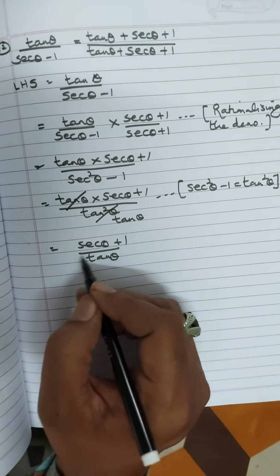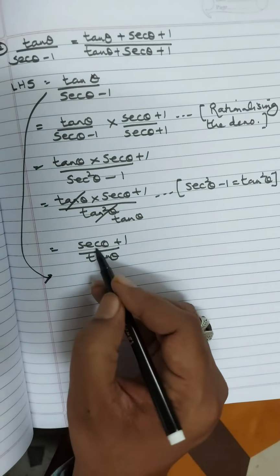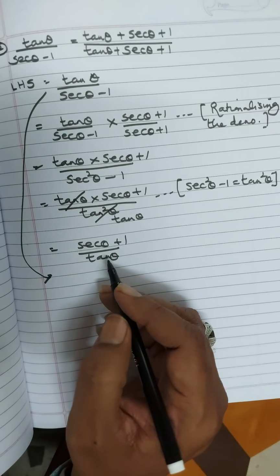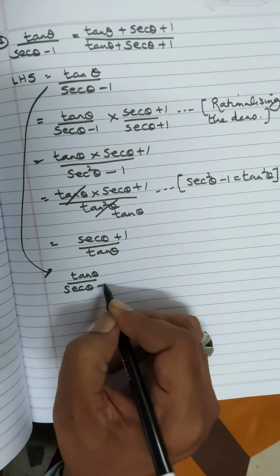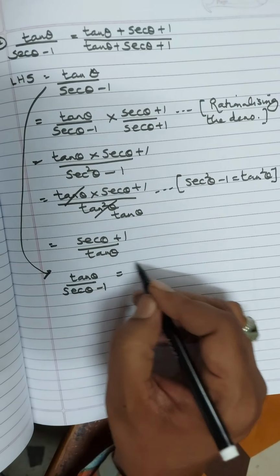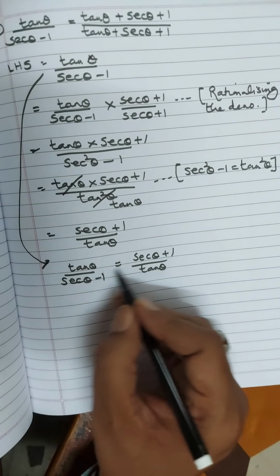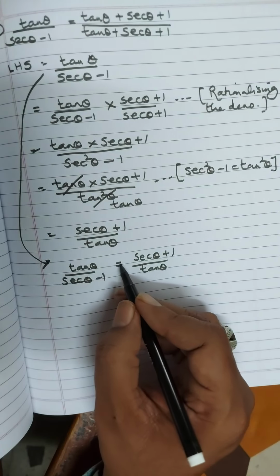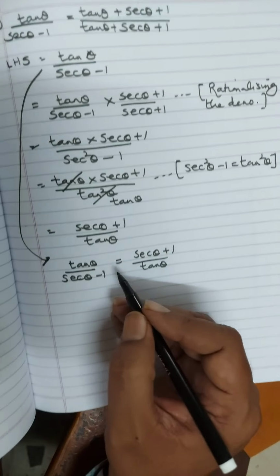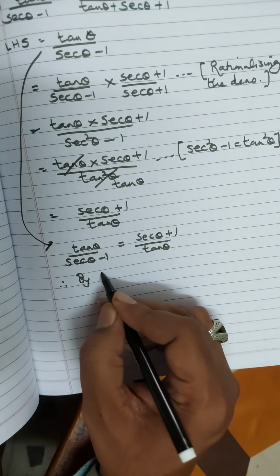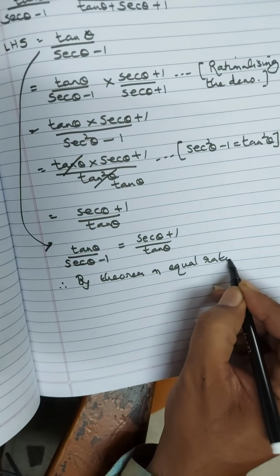Now in this case we can't simplify further anymore. So what we have to do is bring down this LHS value in front of sec theta plus 1 upon tan theta. So we write tan theta upon sec theta minus 1 equal to sec theta plus 1 upon tan theta. Now if you see, all the values are the same; if you take out the equal to sign and put the plus sign, you will get your answer on the right hand side. But how is it possible? By the theorem on equal ratios. So we need to write here: by theorem on equal ratios.